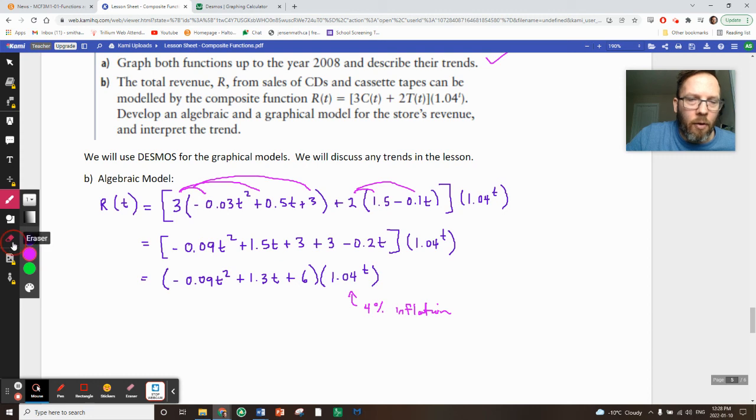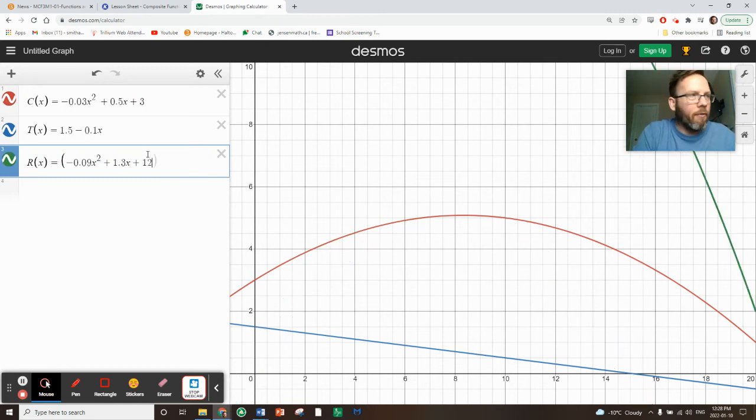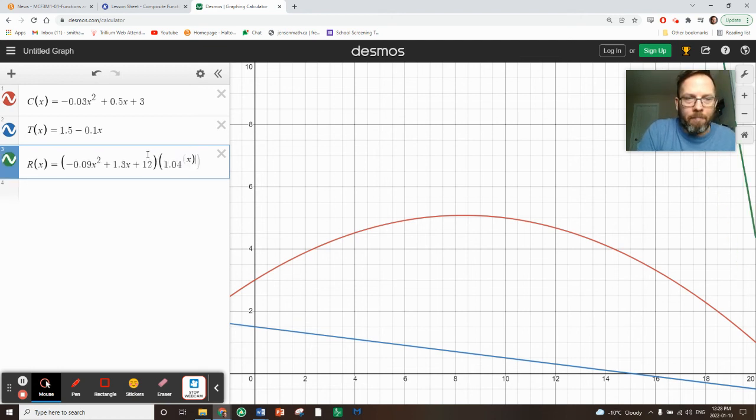Oh, I think I made a mistake there. Yeah, I did. So if you've been screaming at your computer, as is my habit on occasion, 3 times 3 is 9. I can math. 9 plus 3 is 12. Okay. I thought something was looking a little fishy there. Plus 12, that looks better. We have our 1.04 to the power of x. I think I have everything in there correctly.